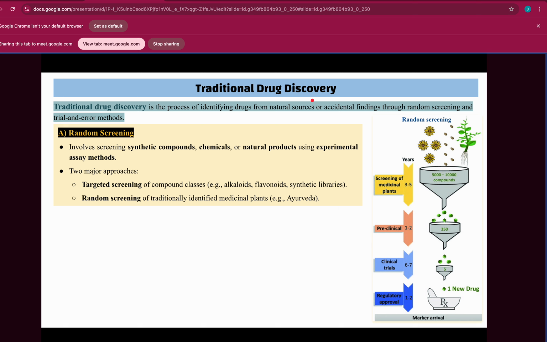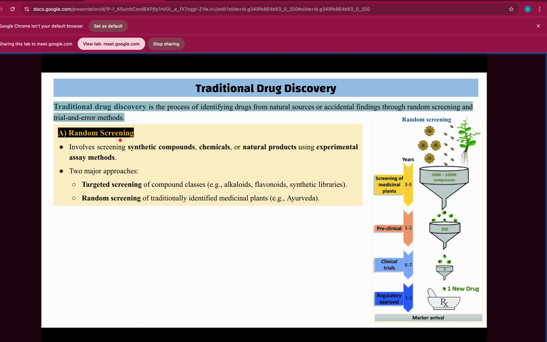Okay, so now we'll begin with the traditional drug discovery process, and then we'll move to the rational drug discovery. This is just the starting point, how it all started. Traditional drug discovery is a process in which we identify the drugs from natural sources, or this also includes accidental findings. That means you are not trying to find something, but accidentally you find certain drugs. So accidental findings through random screening or trial and error methods.